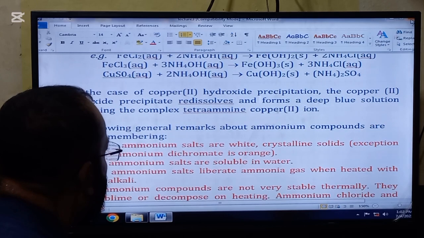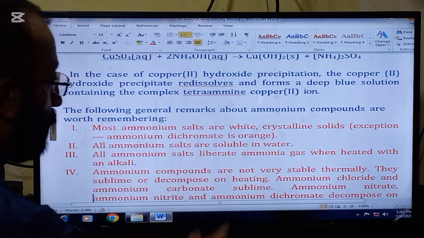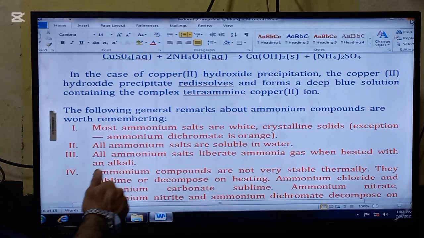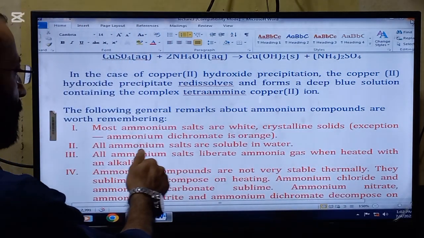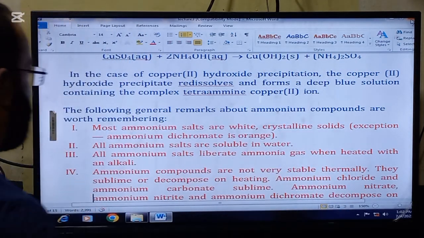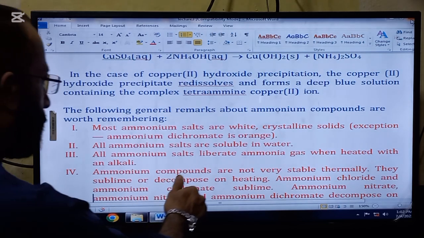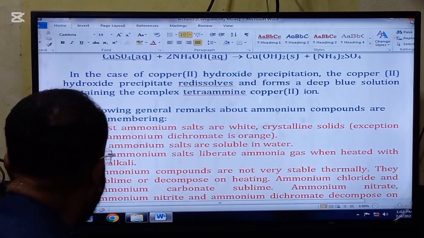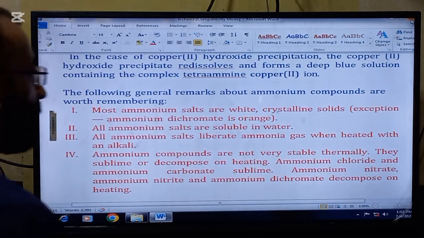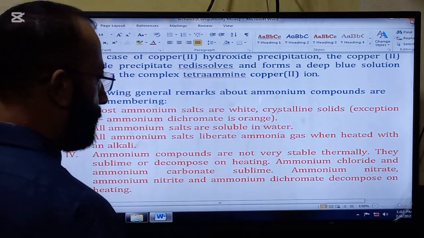The following general remarks about ammonium compounds are worth remembering. These are very important points which you have to learn. Most ammonium salts are white crystalline solids. Exception: ammonium dichromate is orange. All ammonium salts are soluble in water. All ammonium salts liberate ammonia gas when heated with an alkali. Ammonium compounds are not very stable thermally. They sublime or decompose on heating.